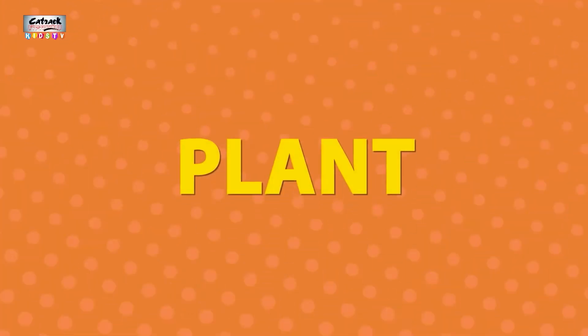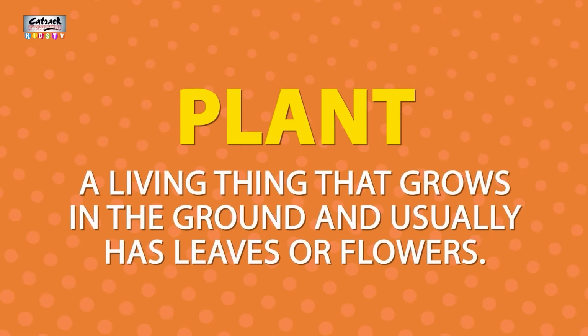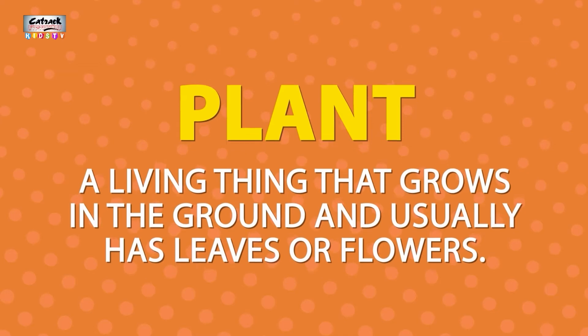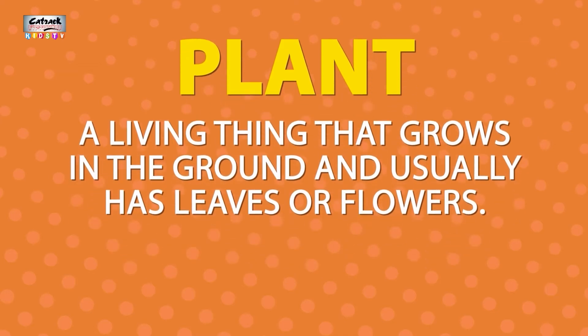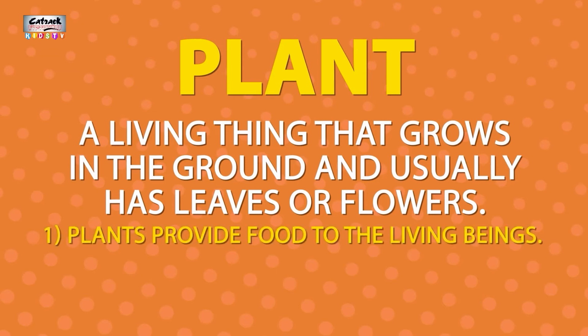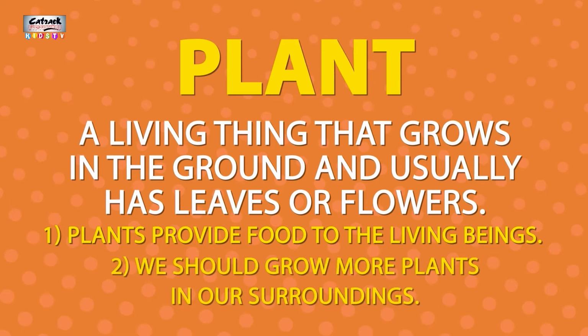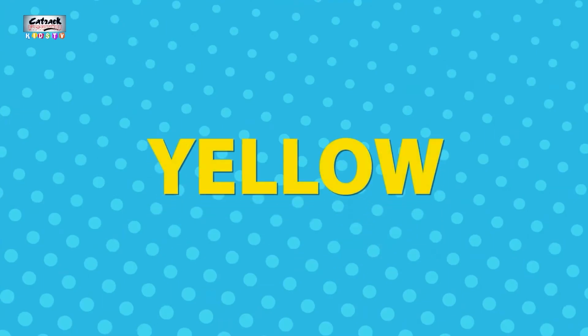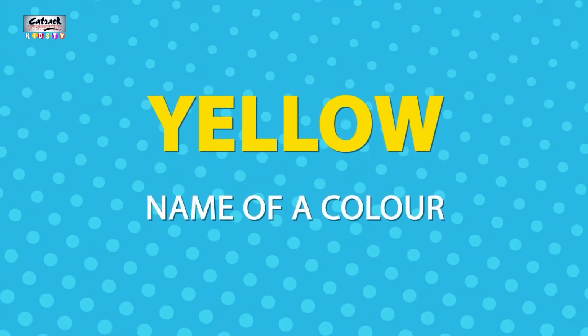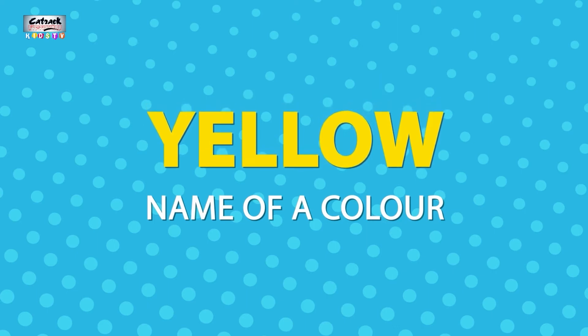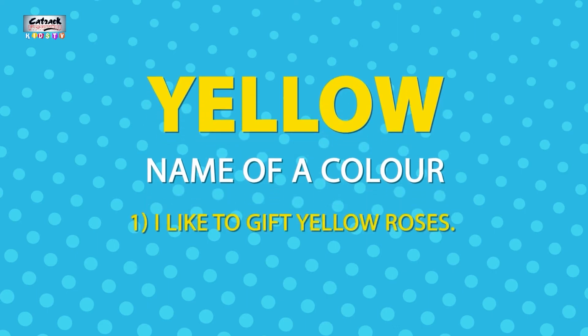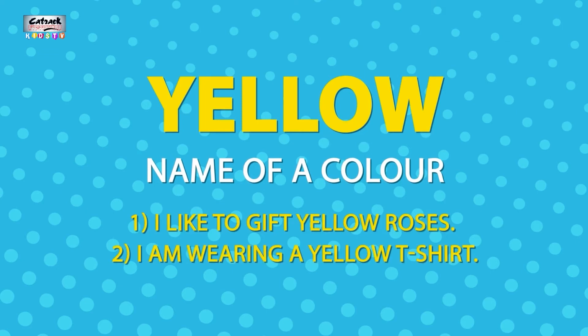Plant, a living thing that grows in the ground and usually has leaves or flowers. Example sentences. Plants provide food to the living beings. We should grow more plants in our surroundings. Yellow, name of a color. Example sentences. I like to gift yellow roses. I am wearing a yellow t-shirt.